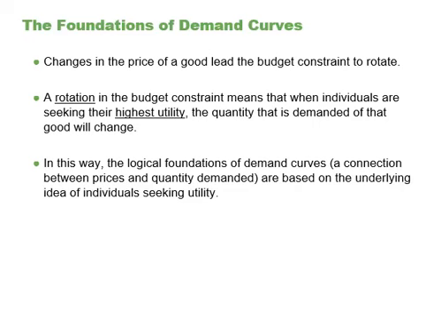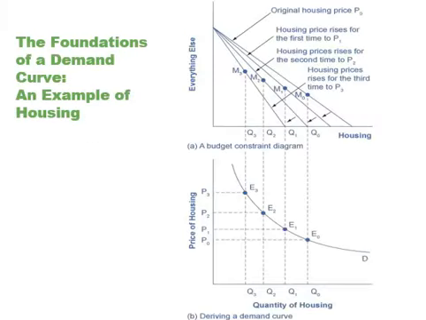Let's take a look at an example. The graph on top shows a budget constraint with a choice between housing and everything else. We label the preferred choice on the original budget constraint that provides the highest possible utility M0. The other three budget constraints represent successively higher prices for housing of price P1, P2, and P3. As the price of housing rises, the budget constraint rotates in and in and in again. We label the utility maximizing choices M1, M2, and M3.